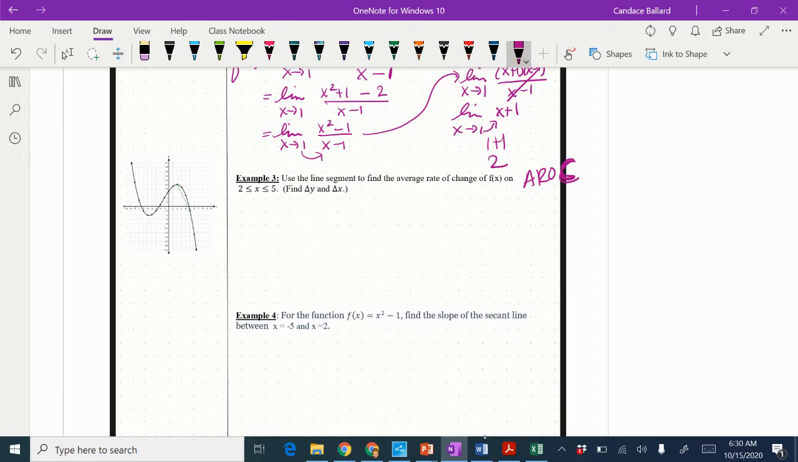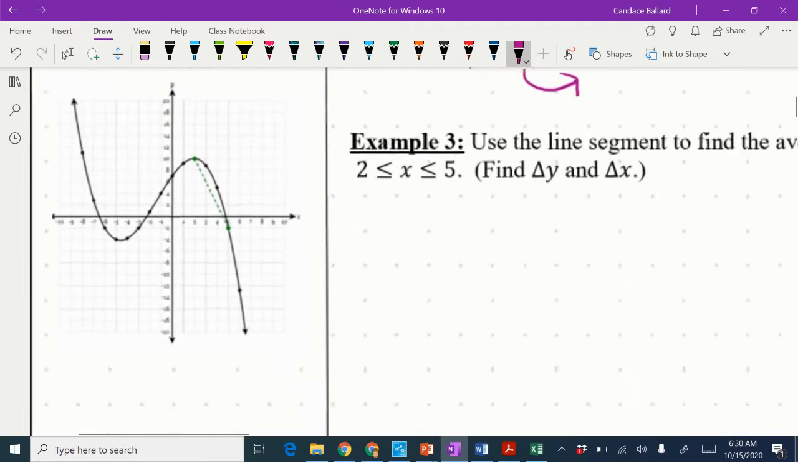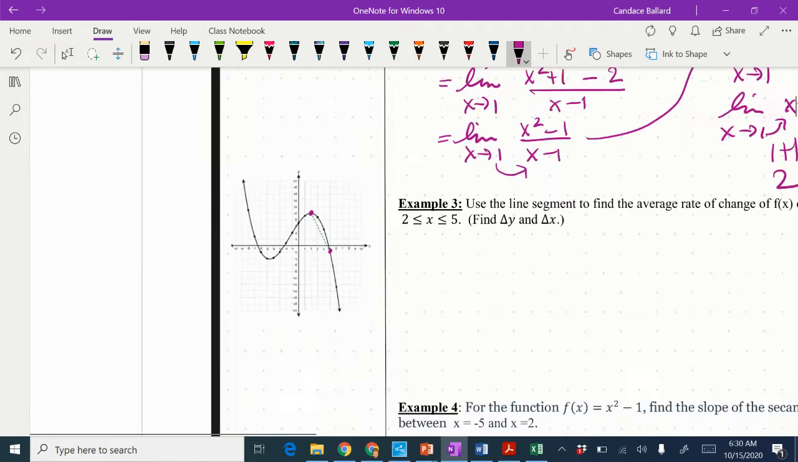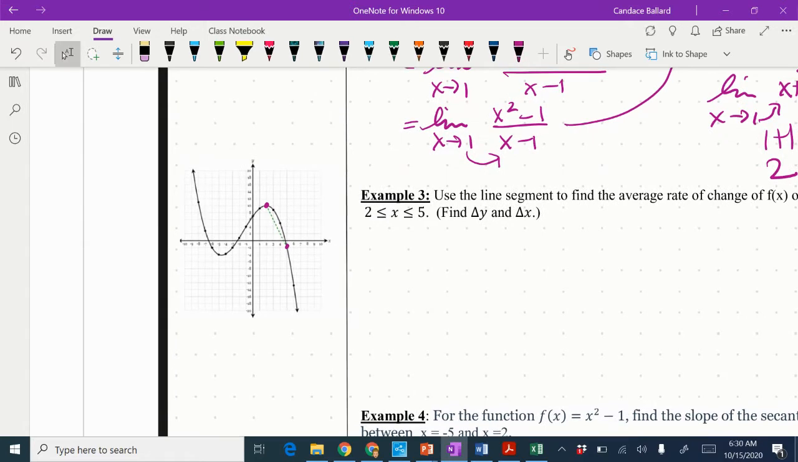on the interval from 2 to 5. So the first thing they're going to ask you to do is look at the graph and go to the 2, and then you're going to have to plot that. You grab that, and then you touch here at the 5, and it will automatically draw that line for you.